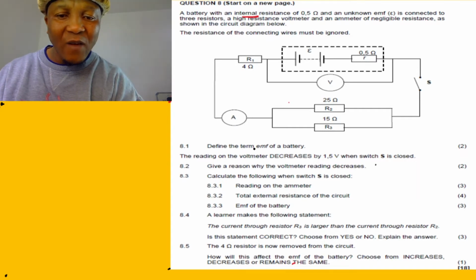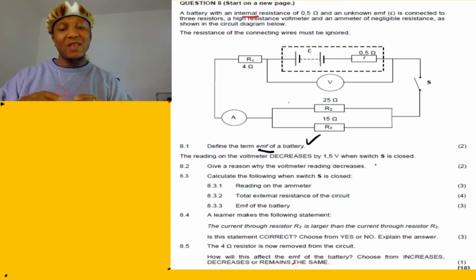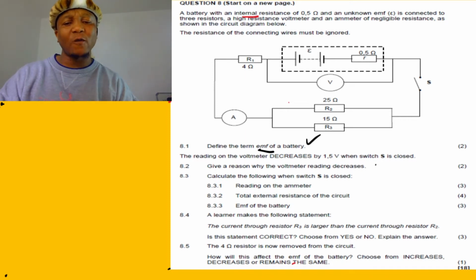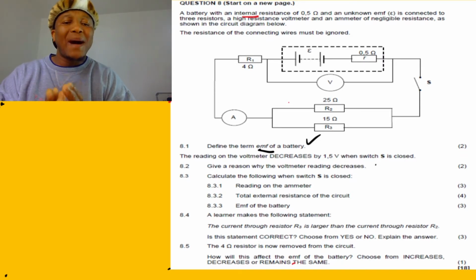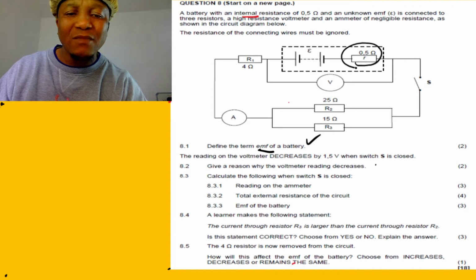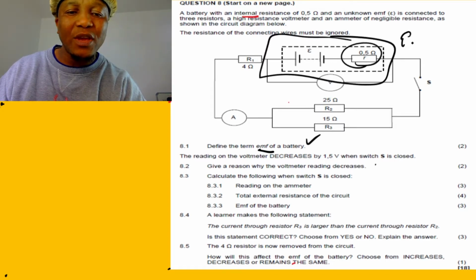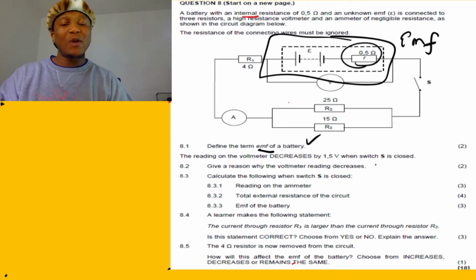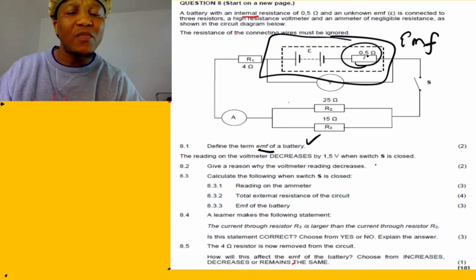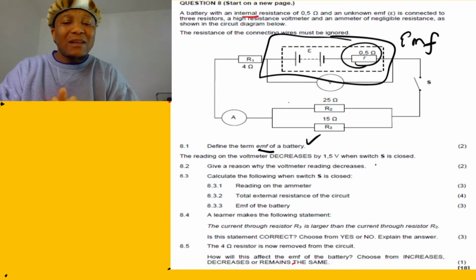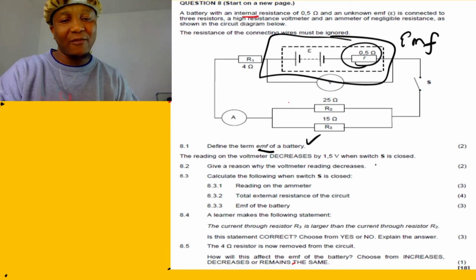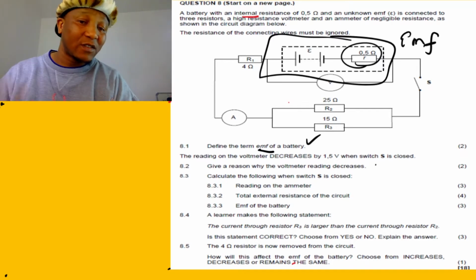They say define the term EMF of a battery. So EMF is the electromotive force, or you can say it is the maximum energy provided by the battery. The battery has a maximum energy inside it, which we call EMF. The EMF is the maximum energy provided by the work done, because the battery works. The work done per coulomb which passes through that battery, that's what we call EMF, or sometimes they say the electromotive force.